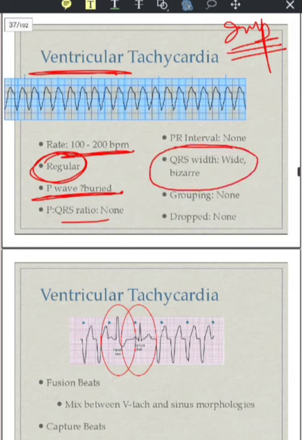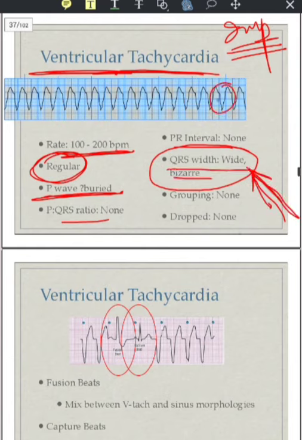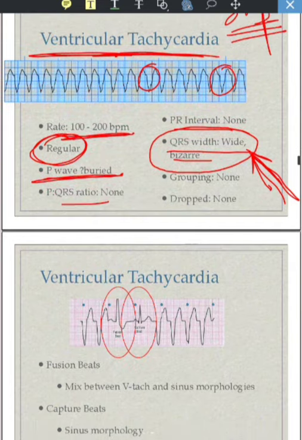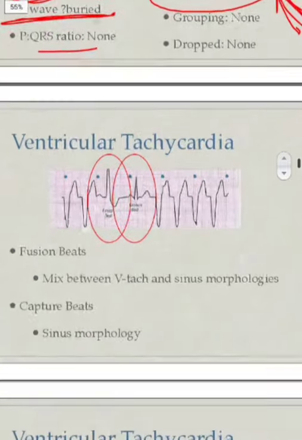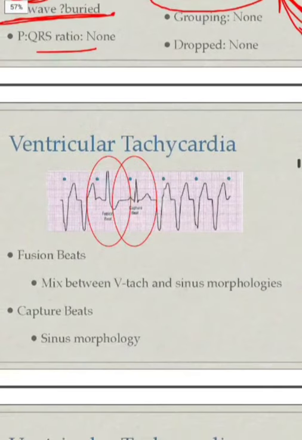Remember, ventricular tachycardia, if there is one word which you can remember is if there is tachycardia in ECG and you find wide bizarre QRS complexes like you see here, right? Then it is most likely going to be ventricular tachycardia. There is no grouping and there is no fusion beats. Similarly, here you go. Okay, here we are going to see fusion beats and capture beats, right?